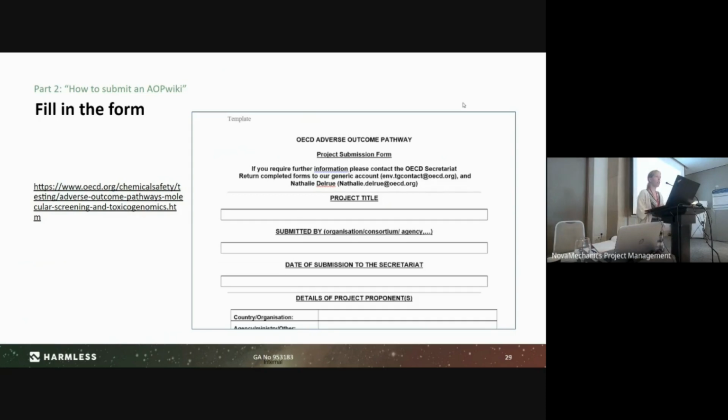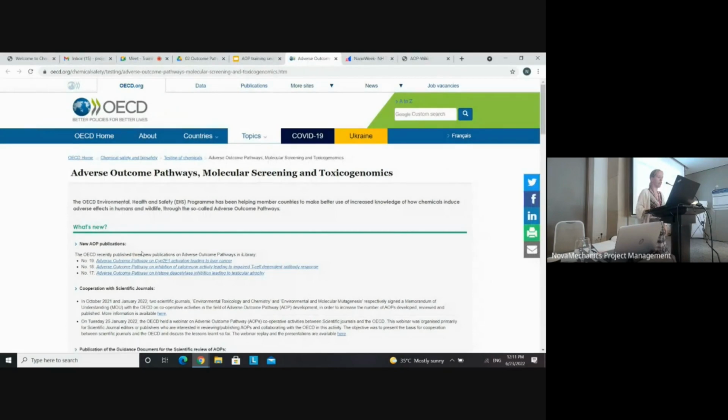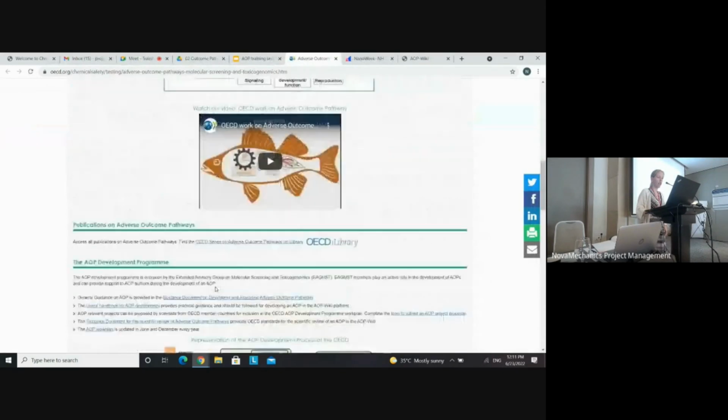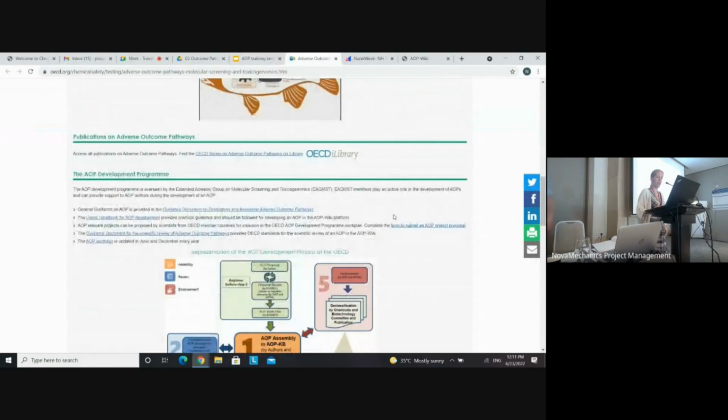So how to submit your AOP? There are two ways to do it, and I went through the OECD route. You can also go through the SAAOP route, but I will show you how to do the OECD way. It's not that difficult. I've printed out the forms and I'll put them there, and you can look at them if you want to. What you can do is go through this hyperlink, which is also available through the AOP wiki, and then you can find the form down here.